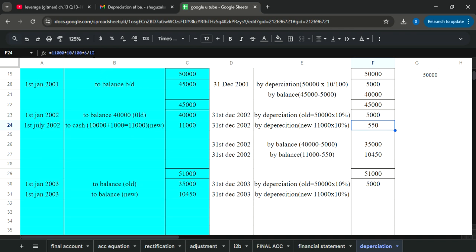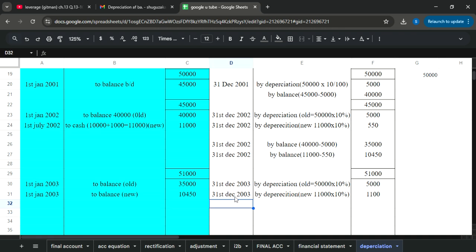Since we are following the fixed base method, now here you need to focus. Why have we multiplied 6 over 12? Here you can see we have multiplied by 6 and divided by 12. Why? Because the date was July. Over here, what would be the difference? 11,000 was your asset, multiplied by 10 divided by 100, and you do not need to multiply by 6 because here the date is 1st January and here the date is 31st December. So your depreciation would look like this.